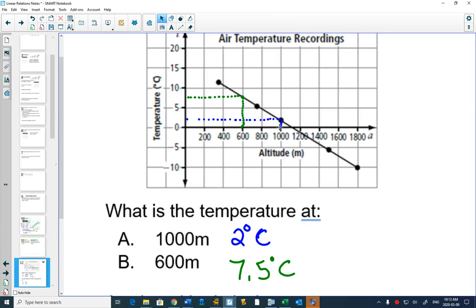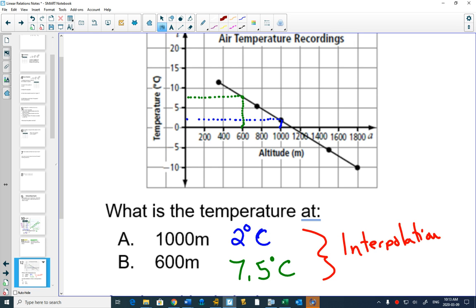Both of those were interpolations because the data that we were given sort of looks like it started at 375 or 350 and went up to 1800. So these ones, maybe we want to write a note here, to practice our definition, that these ones are interpolation. We were looking within our data points.